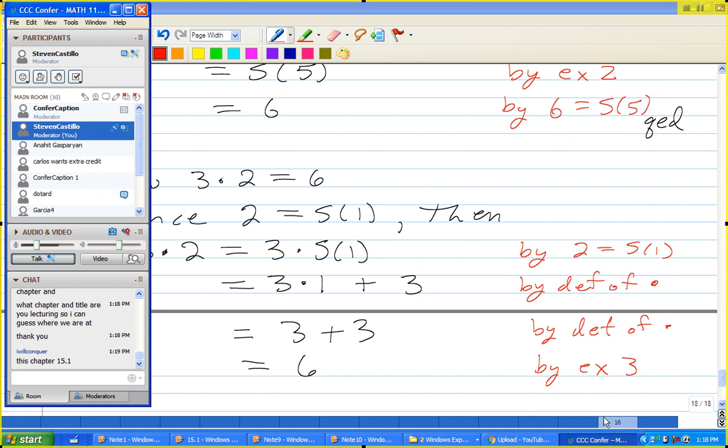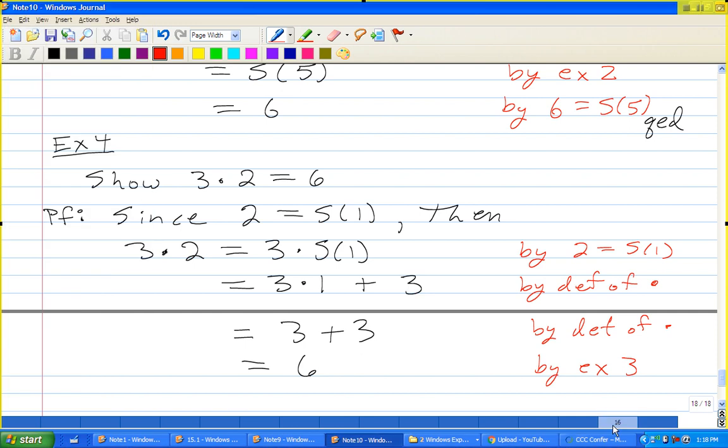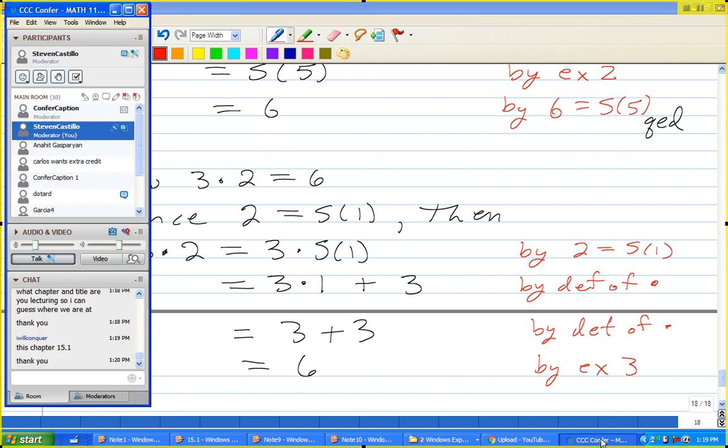And that finishes off section 15.1. Okay, so I guess that's it for today, and then we'll continue with this tomorrow. Same time, yes. Same time.